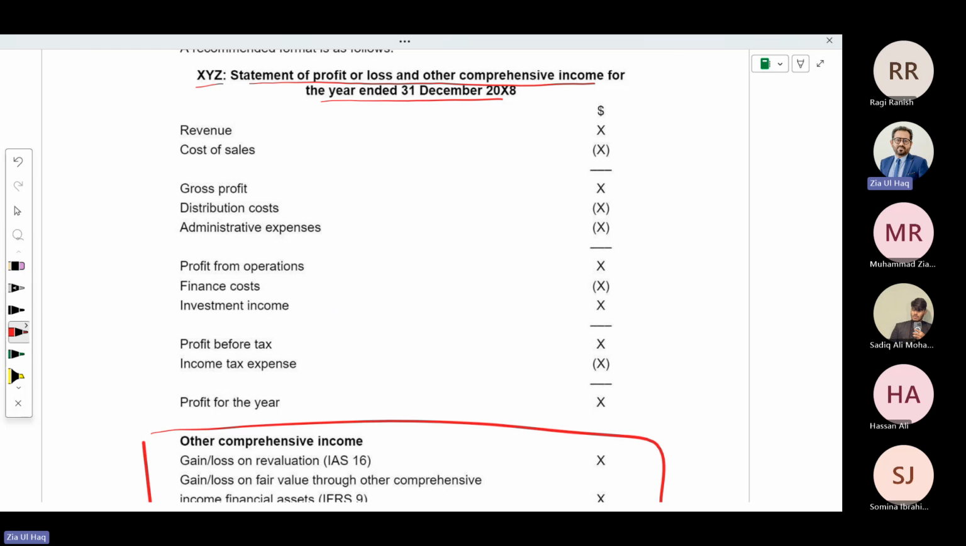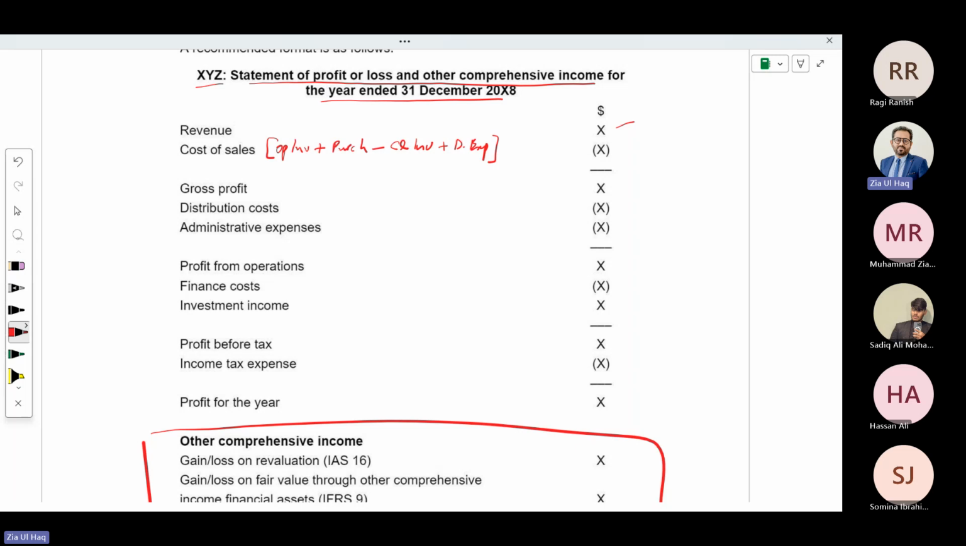First, we will record revenue, sales revenue. And from sales revenue, we need to deduct the cost of sales. What is the formula to calculate cost of sales? Opening inventory plus purchases minus closing inventory, and plus direct expenses if there are any, like depreciation relating to production, we will add. Carriage inward, we will add.